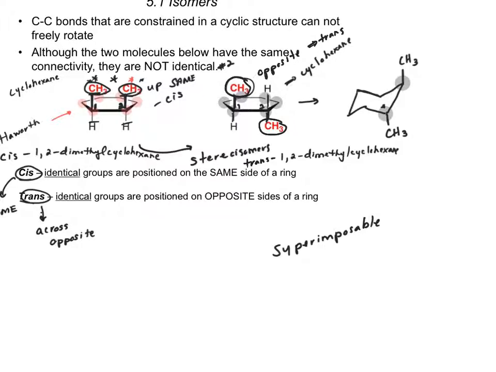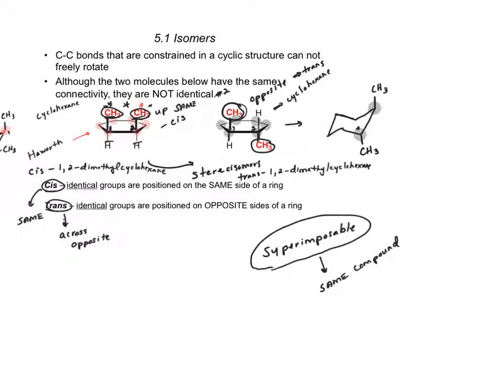Okay, so this is a big idea with respect to superimposability. If something is superimposable, meaning when you lay it on top of itself or the other thing, you get the exact same thing, it is the same compound, right? So if things are superimposable, that implies that you have an identical compound. If things are non-superimposable, then you have two different molecules, and you have to denote those cis-trans respectively.